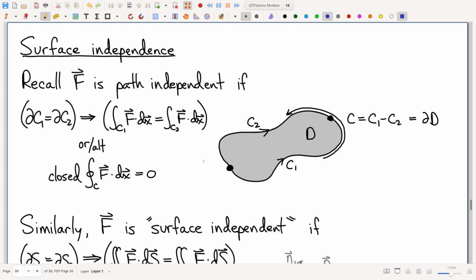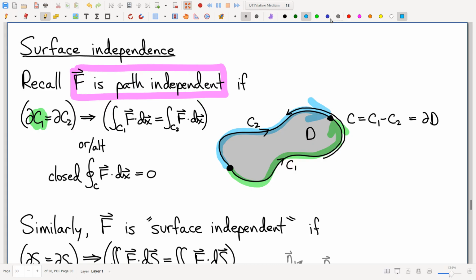Anyway, here we go. So flashbacks to path independence. I'm sure you all remember this idea called path independence. What does it mean for a vector field to be path independent? And just a reminder, it says whenever you have two curves, C1 and C2, that have the same boundary points. In other words, they start at the same point and they end at the same point. Right? So two curves with the same boundary.